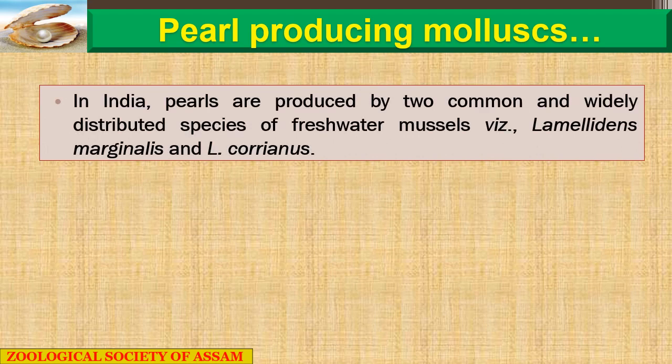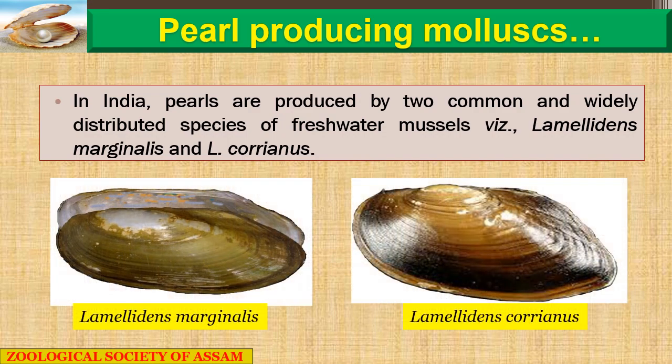In India, pearls are produced by 2 common and widely distributed species of freshwater mussels, Lamellidens marginalis and Lamellidens coreanus. These are the 2 species generally and widely used for freshwater pearl culture method.